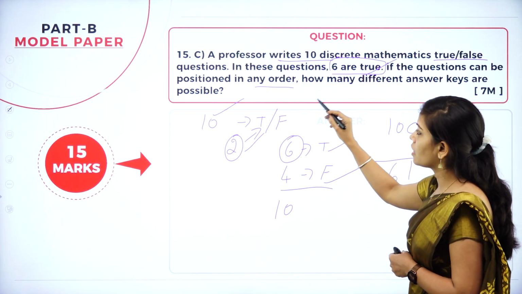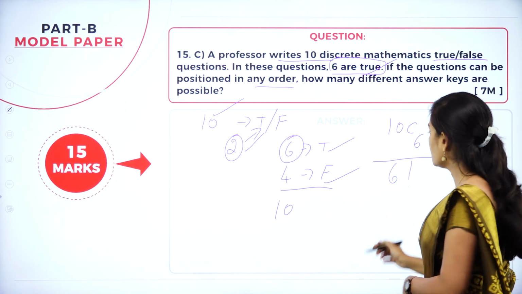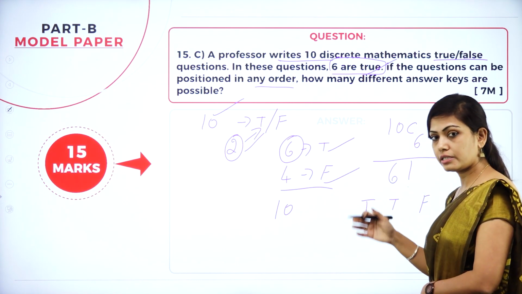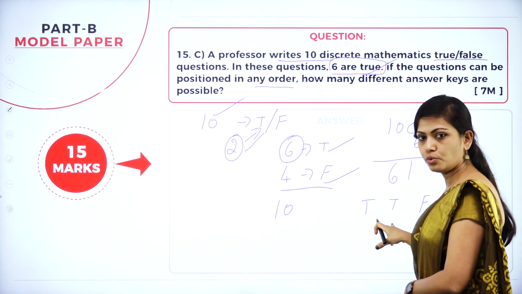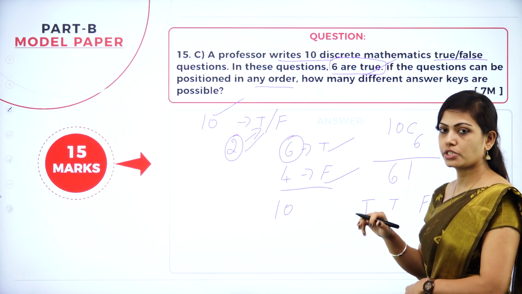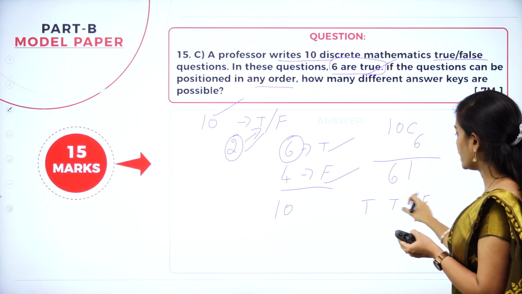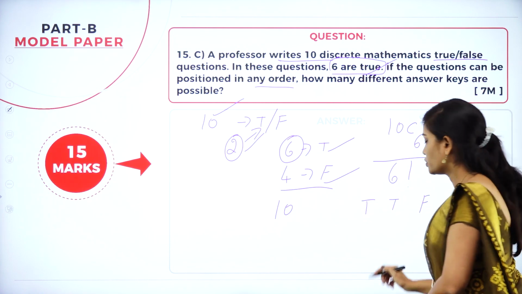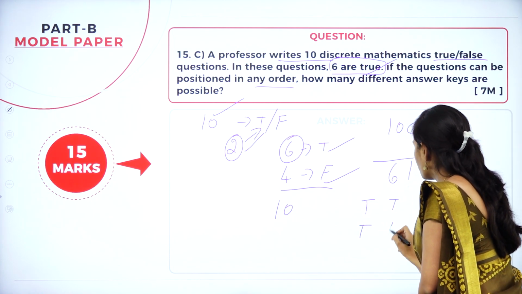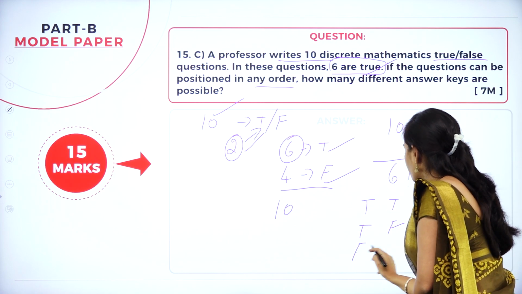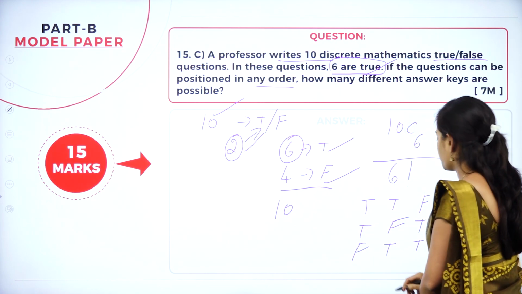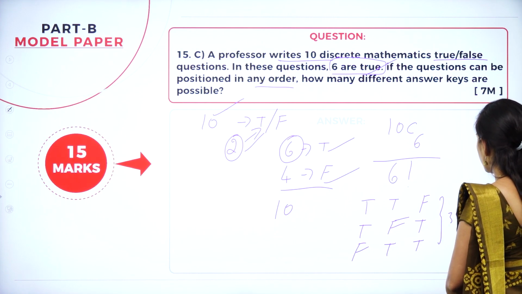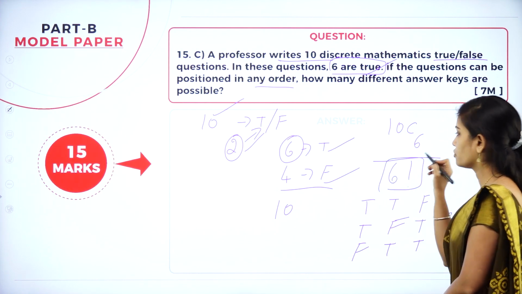If the questions are positioned in any order, you can arrange this true, true or false. So that means 2 true questions and 1 false question. So how many ways can you arrange these 2 true questions and 1 false question? True, true, false; true, false, true; and false, true, true. So now 3 into 2, that is 3 factorial.